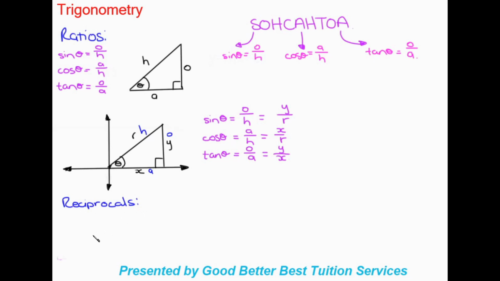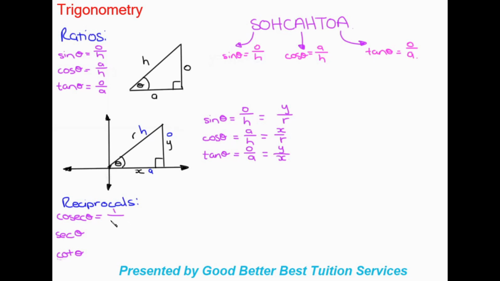Cool. So our reciprocals are basically, what I like to call them is the inverted versions or the inverses of our sine, cos, and tan, and you're going to see why in just a second. So our reciprocals are cosec theta, then we also have sec theta and cot theta. Cool.